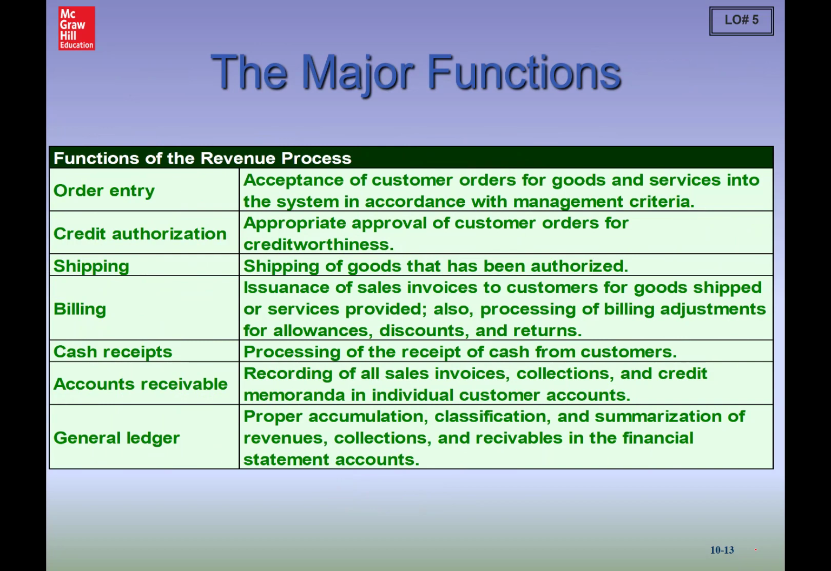Okay, you come over and take a look at the functions in the revenue process. We have the order, credit authorization, shipping, billing, cash receipts, accounts receivable, and our general ledger. Now I'm going to ask you, of these functions, which one is authorization, which we'll signify with an A, which one is record keeping, and which one is custody. You can give yourself a little mnemonic there, ARC. So acceptance of the customer order, is that authorization, record keeping, or custody?